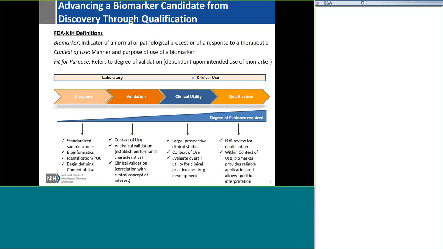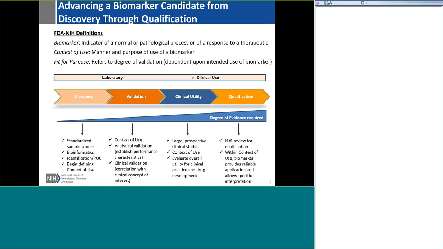All right. So the first thing I'd like to talk to you about as an introduction is our general concept of how you would advance a biomarker candidate from discovery through qualification. And I think one of the first things to make sure we're all on the same page about is the definitions of things like biomarker, context of use, and fit for purpose.